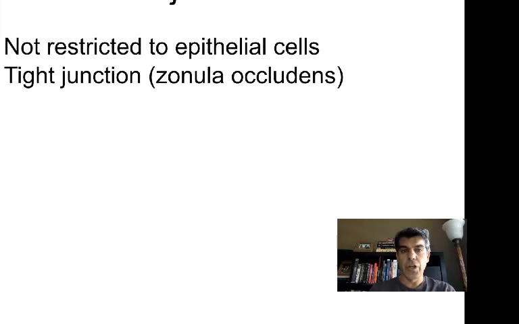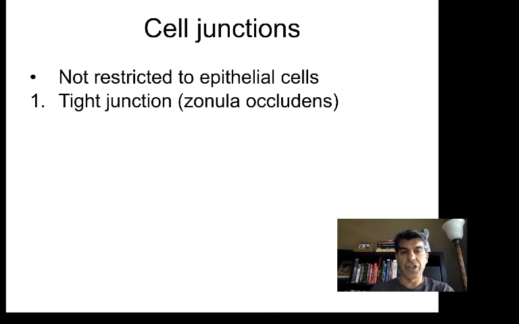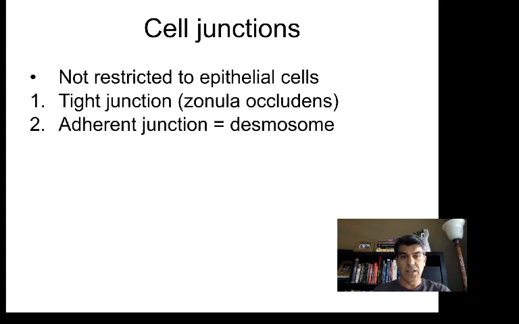A few minutes ago I said cells in the epithelial tissue are connected to each other. I don't want you to think that cell junctions only happen in epithelial tissue. There are three types of junctions that I'd like you to know. One is called tight junction. Another name for tight junction is zonula occludens. The second type of junction is called adherent junction, or desmosome. And lastly, we have gap junction.